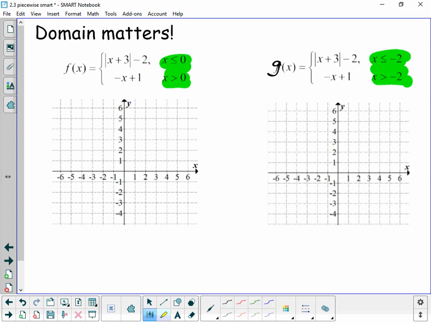So this absolute value is a V shape, and the vertex is at the point (-3, -2), so here it is. And again, I'm just going to dot it in at first until I can decide what I want to keep. Our domain restriction here says we want to keep the portion where x is less than or equal to 0. This is the x value 0, so we want to keep this part of it.